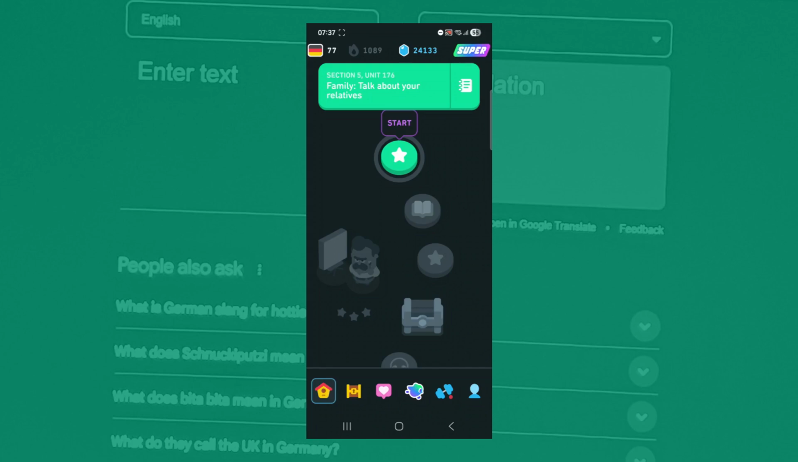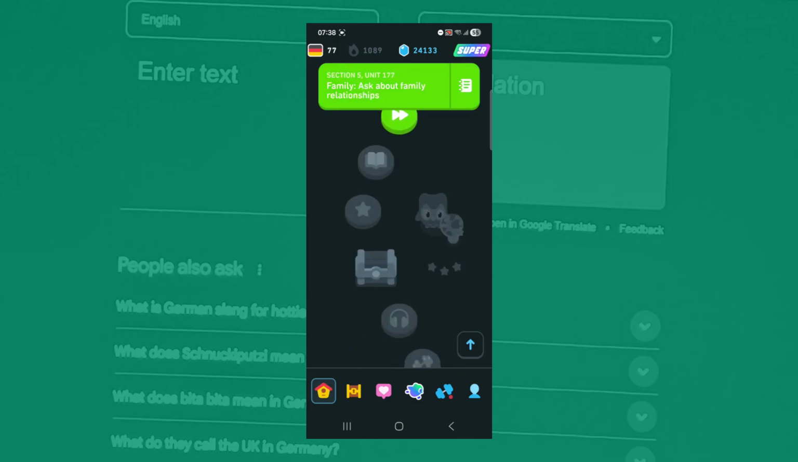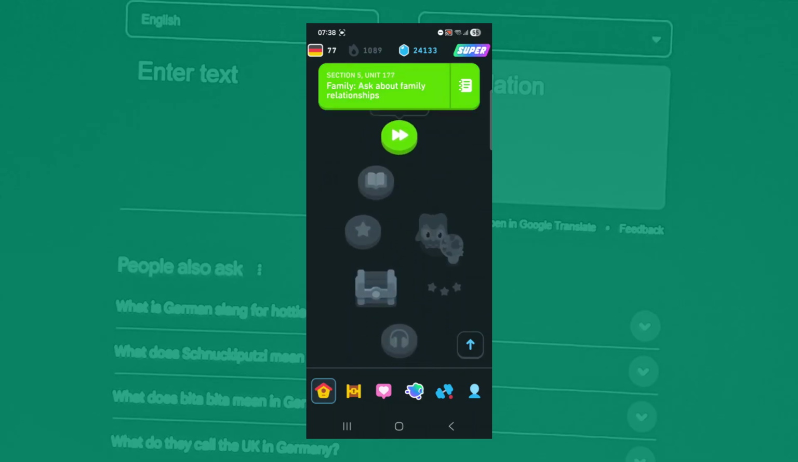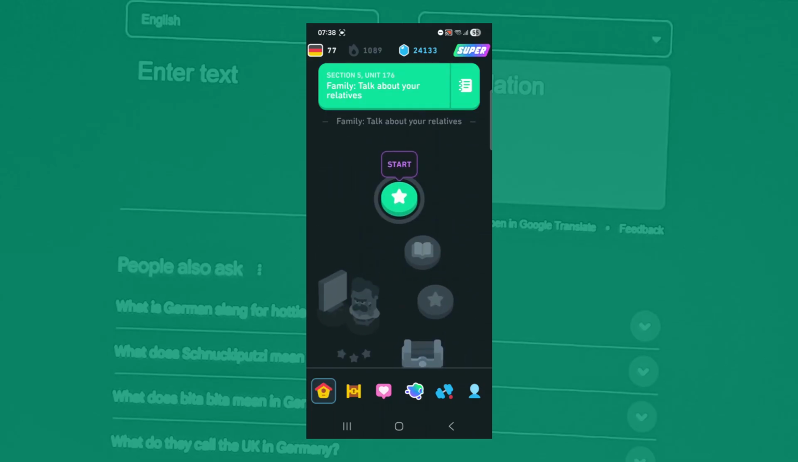So today I thought I'd take you through how I am actually using Duolingo to learn German. As you can see, I'm quite near the end of the course at Unit 176 out of 220. And this is the beginning of a new topic. So it's family, talking about your relatives, ask about family relationships and all that kind of thing.